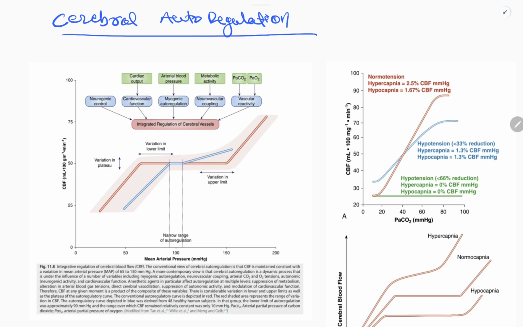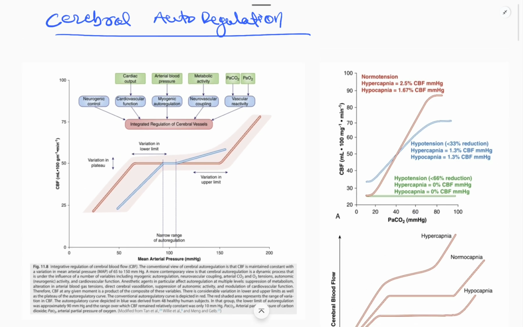Okay, now integrated regulation of the cerebral vessels, and the factors which control the cerebral vessels: neurogenic, cardiovascular function, myogenic, neurovascular coupling and vascular reactivity, PaCO2, PaO2, metabolic activity, arterial BP, cardiac output. Now we will further discuss these things. Apart from this, you can draw one more image if a 10 mark question is asked. Otherwise, for 5 marks, this one image is enough. For 10 marks, you add these images.